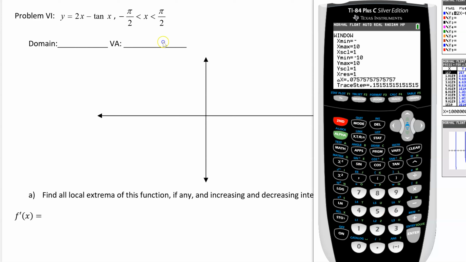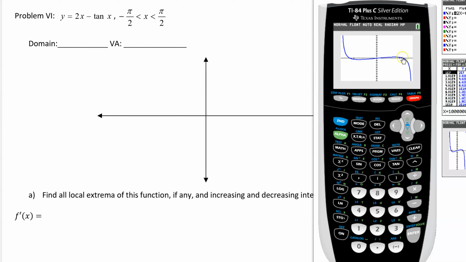We look at just one. So negative pi over 2 to pi over 2. And then now when I graph it, we get this instead. So we can look at just one of them, but you can see that we are getting a minimum and a maximum, and we're getting a concave up, point of inflection, concave down. So we're getting some points that we can find using calculus.